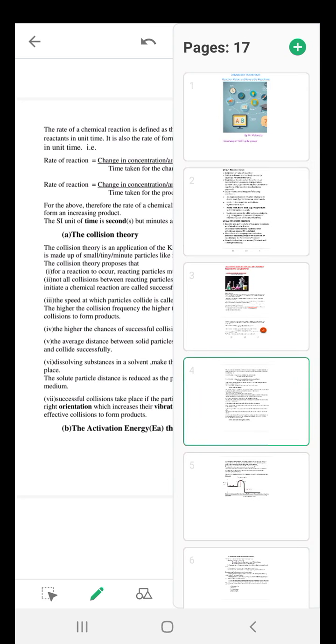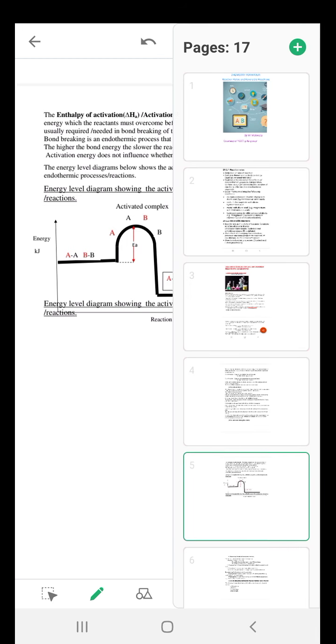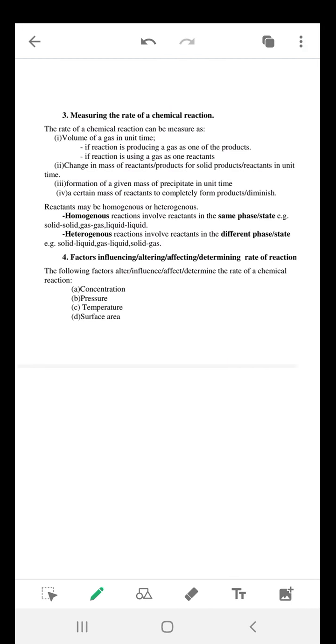Then we looked at how the rate of a chemical reaction is measured. We said it can be measured in 4 ways. Using the volume of a gas in unit time, change in mass of reactants or products for solid products or reactants per unit time, then formation of a given mass of precipitate in a unit time, then a certain mass of reactants completely form products or diminish.